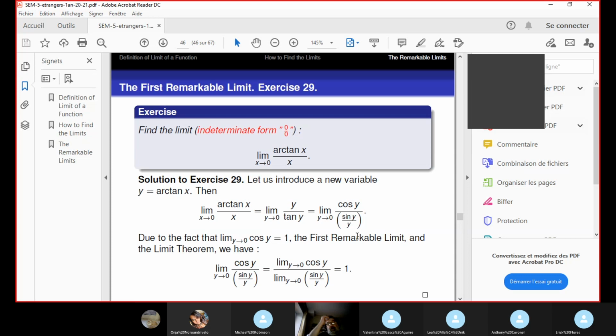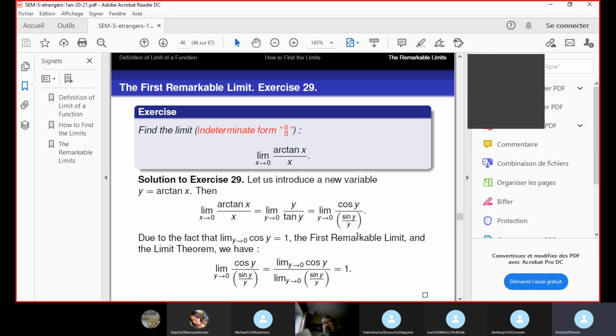Now, another limit where we can use the first remarkable limit is the following limit. Do you know this function arc tangent? Yes, I think we know it.